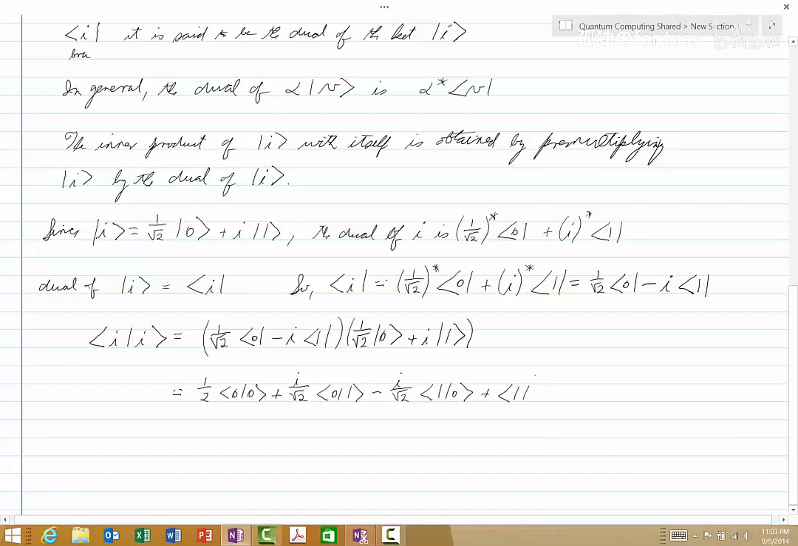Well, we don't want to forget, I've made a mistake here. This should be over square root of 2 as well. So this is square root of 2, and here's the square root of 2, and here is the square root of 2. And so this should be I over 2, I over 2, and then here 1/2, 1, 1.